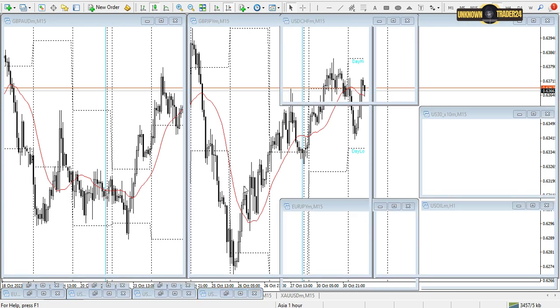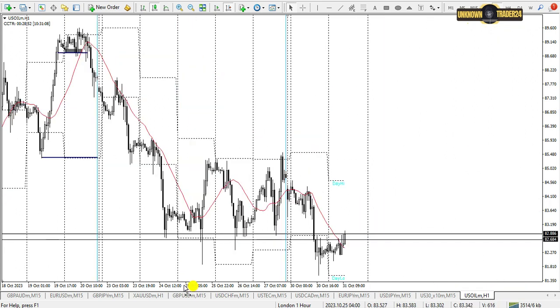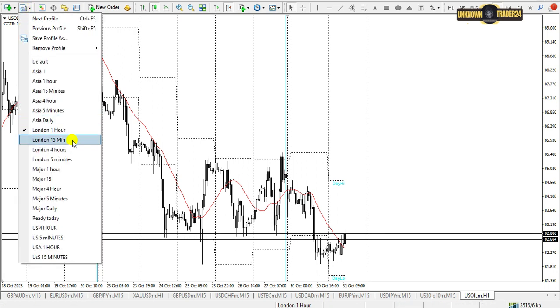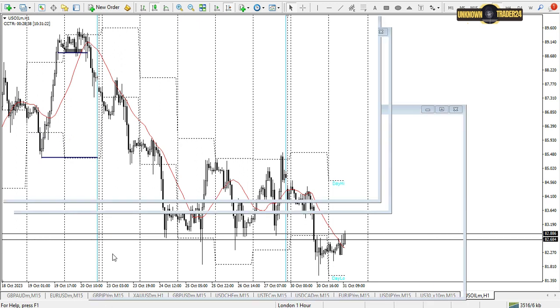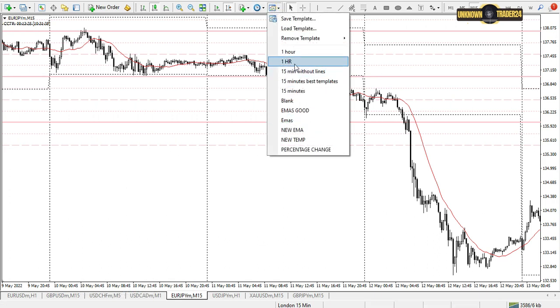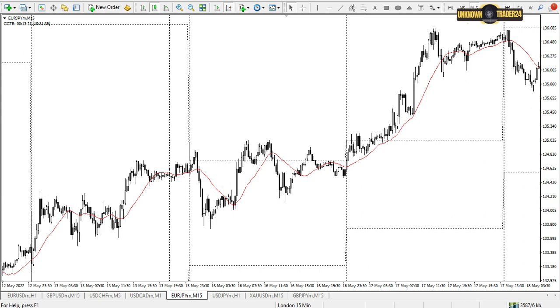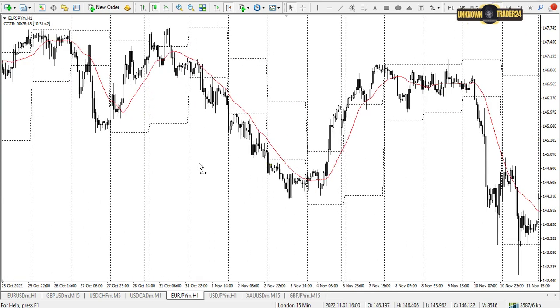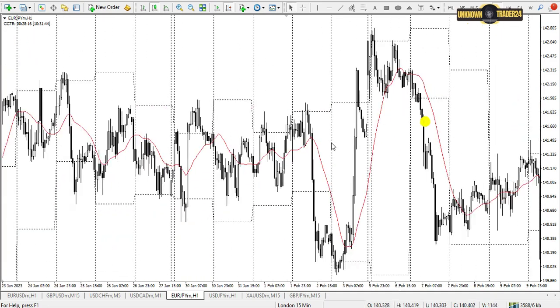Okay, so for US, these are the currencies that actually move during the London session. However, as you can see, London and US is the same thing. No, I think I've messed this one up. Let me come to another one, because I've added quite a lot of things. Okay, yes, this is the one that moves during US. I have different kinds of templates as well, and this helps speed up the entire process.